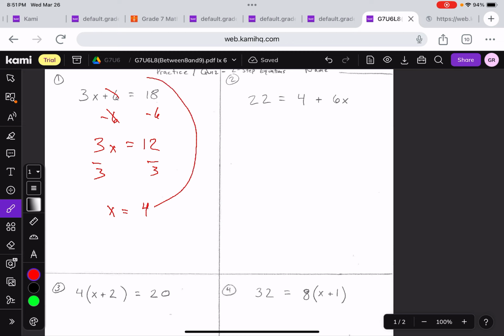Now, when in doubt, I can plug it back in there to see if it works. 3 times 4 is 12. 12 plus 6 is 18, so we did it correct.